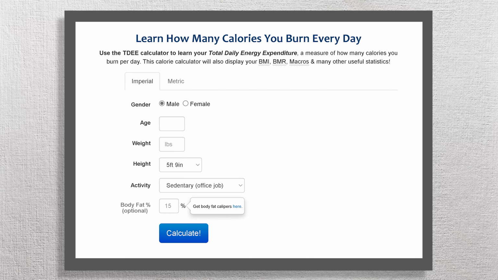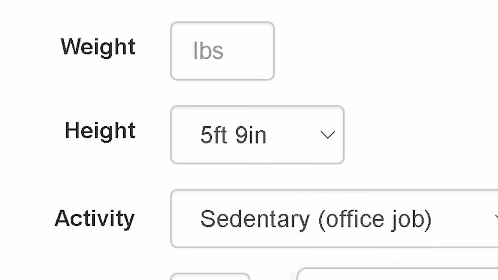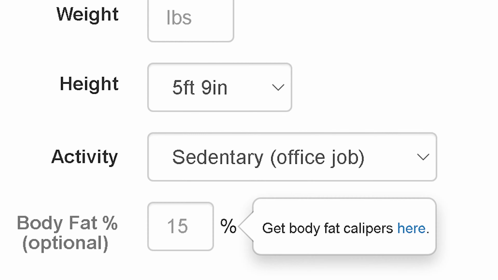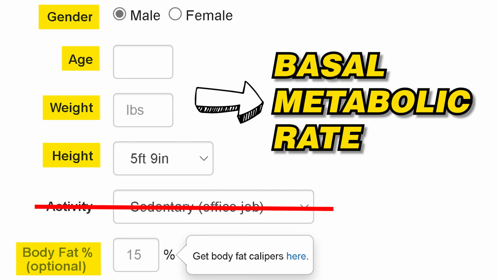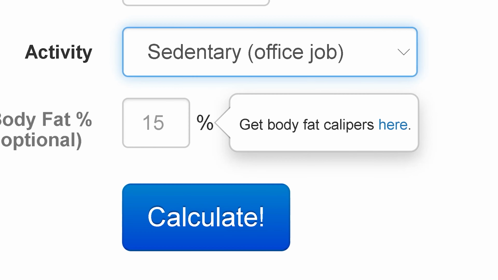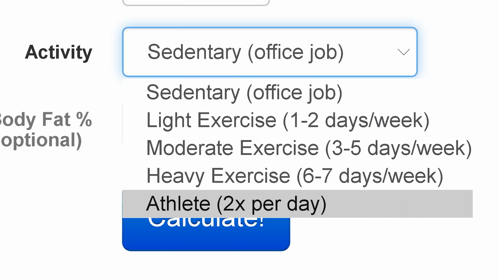Let's go to an online TDEE calculator. It is asking me for my gender, age, height, weight, body fat percentage, and activity level. Other than activity level, all the other data points are for them to calculate your basal metabolic rate. And the activity level is trying to guess your non-exercise and exercise activity thermogenesis.